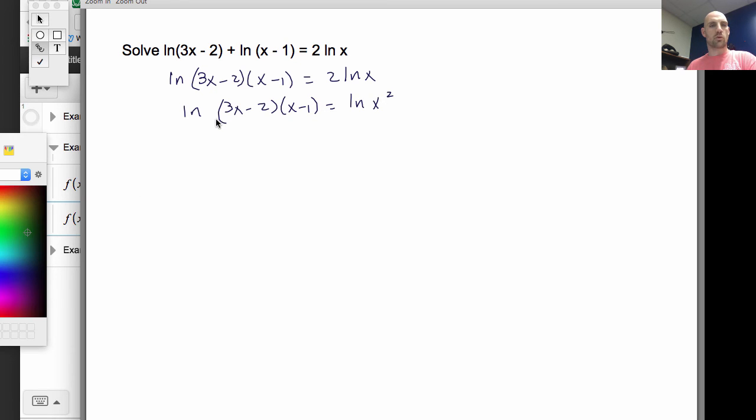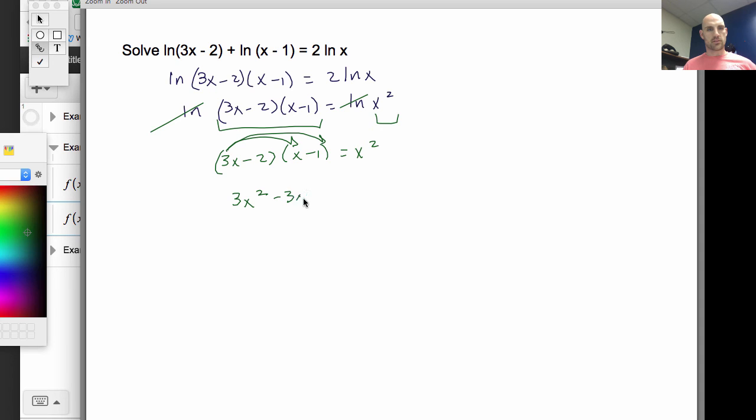Well, what does this do for me? Remember those one-to-one properties we discussed? If I've got the natural log of two different things equal to one another, really I can just cut out the natural logs and I can say 3x minus 2 times x minus 1 equals x squared. Well, check it out. This is actually just a quadratic, right? So if I was so bold as to say 3x times x would be 3x squared, and then 3x times minus 1 would be minus 3x, minus 2x plus 2 equals x squared. I'm going to subtract x squared because I'm trying to get it equal to 0. 2x squared minus 5x plus 2 equals 0.